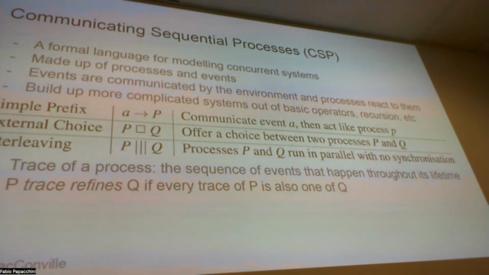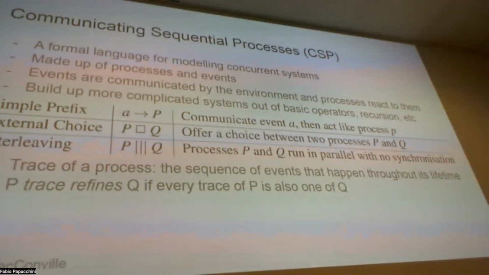We don't want to just do things linearly though, right? It would be very concurrent. So we have the idea of external choice here. You offer up, as a definition, a choice between two processes, P and Q, and what choice is made will depend on the events that P reacts to or the events that Q reacts to.